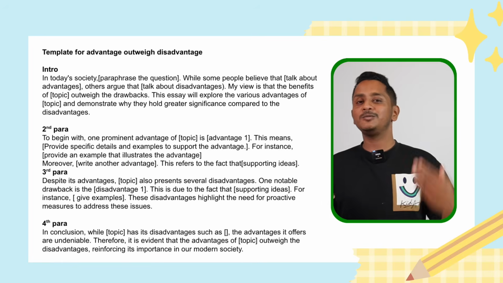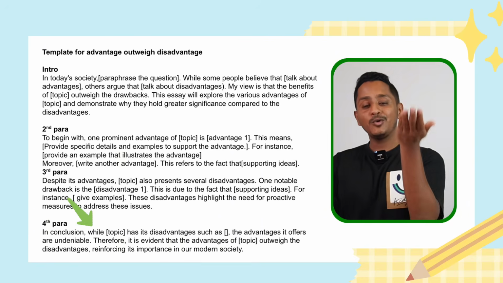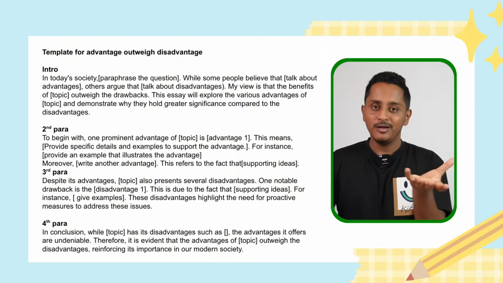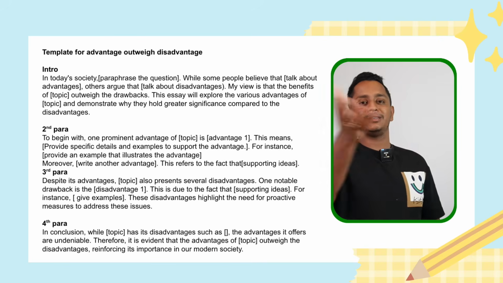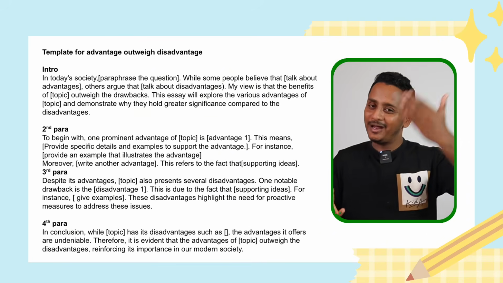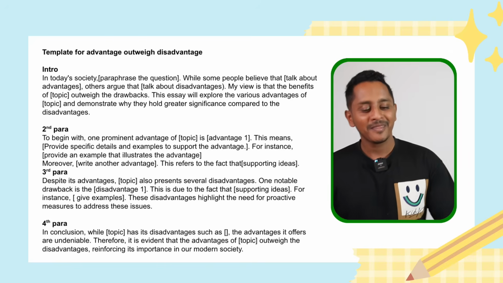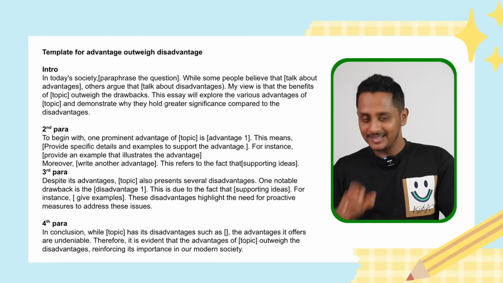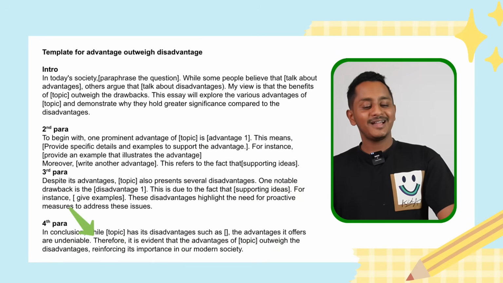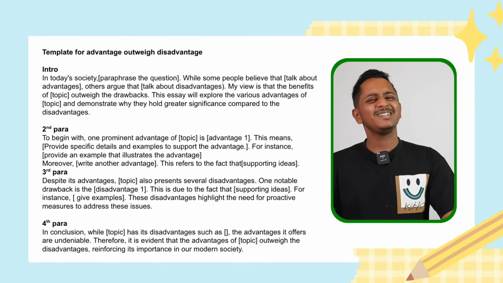Fourth para, we have to compare both and say advantage outweigh disadvantage. In conclusion, while you use the word while, like in summarized written text, to talk about 2 things. Now, while online learning has disadvantages such as this, it also has advantages such as this. So it's just logical, you don't have to rely or cram the structure, just understand it will automatically flow. While topic has its disadvantages such as talk about the disadvantages, the advantages it offers are undeniable. Therefore, it is evident that advantages outweigh the disadvantages, reinforcing its importance in our modern society, done and tested.